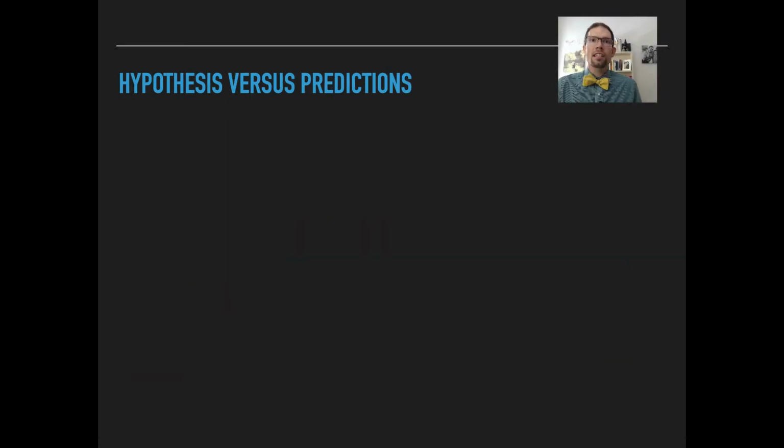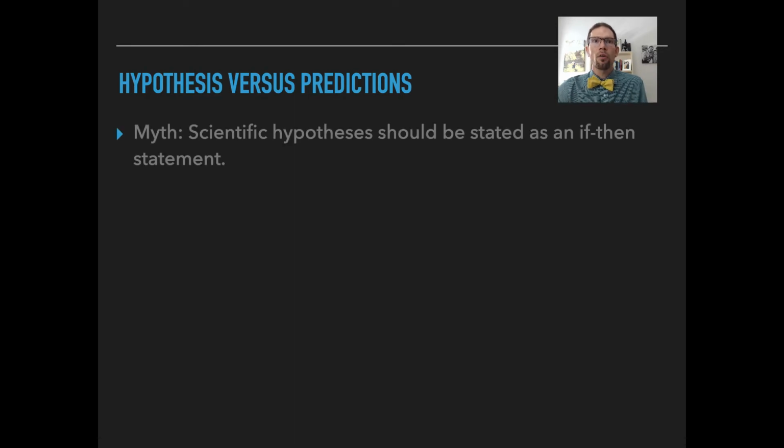Now, you'll notice that I delineate hypotheses and predictions. This is not something that is always done by people that teach the scientific method, but I believe that there is a distinction here, and it's an important distinction. So you may have heard that hypotheses should be stated as an if-then statement. This is true if it's a statistical hypothesis. So if you take statistics and you talk about hypotheses in there, they're going to be stated as if-then statements. However, a research hypothesis is not an if-then statement.